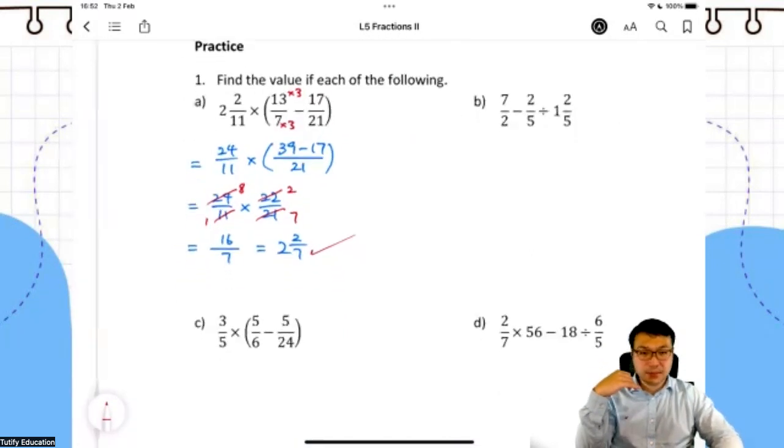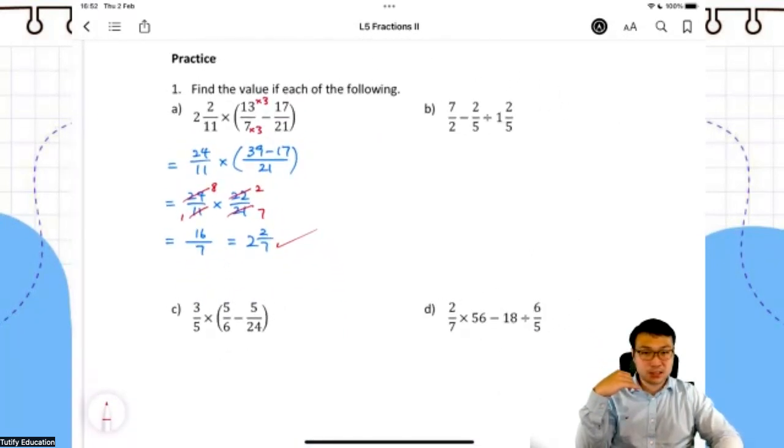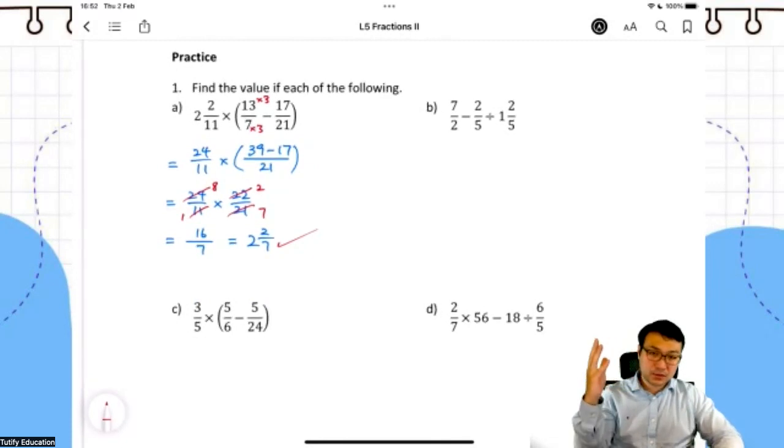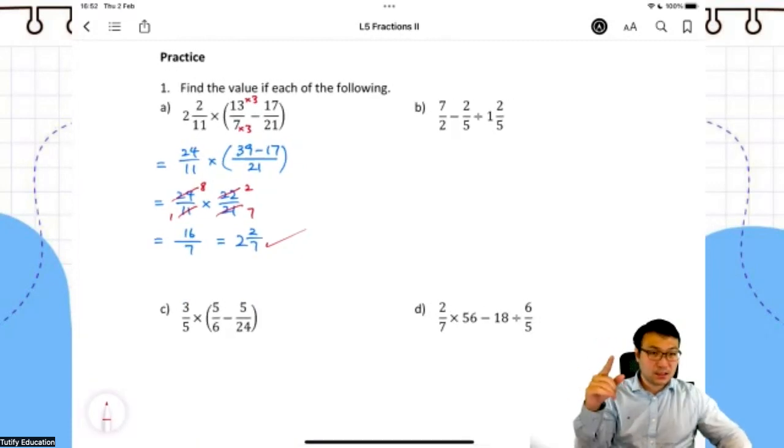So students, I'm about to ask you to complete the practice questions. I'm about to give you some time to do B, C, D. But before I do that, anybody want to ask me anything before you start doing this on your own? Okay, nobody asking? Then I'll give you 4 minutes to do the next 3 questions, B, C, and D.